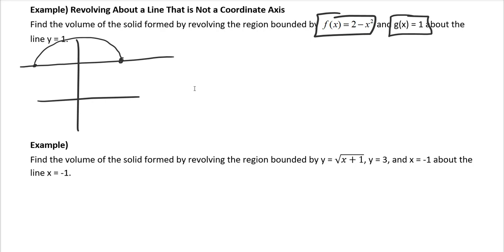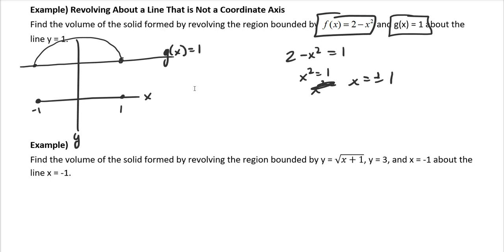And where it intersects this line, I could actually solve that. 2 minus x squared equals 1, and I get x squared equals 1. So x is equal to plus or minus 1. So this is going to intersect at -1 and +1. That's where they intersect. Okay, this is our x-axis. This is our y-axis. This is g of x equals 1. And this is the function f of x here.